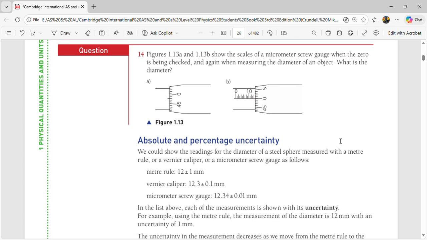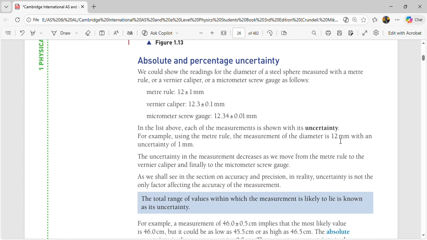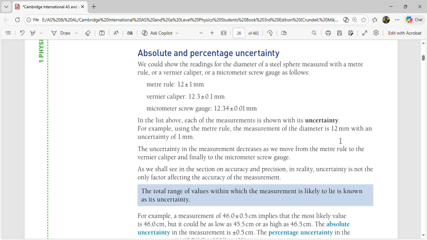We have absolute and percentage uncertainty. Remember, we defined uncertainty as a range of values within which a measured value lies, or it can be the equivalent of the smallest measurement of an instrument. Like a meter rule, the uncertainty of a meter rule is 1 millimeter. That is the smallest value a meter rule can give.